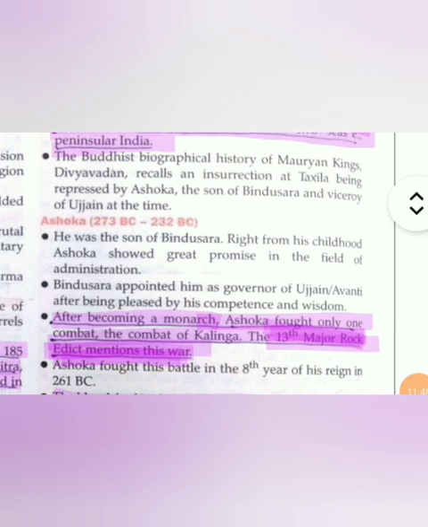Digvijay means to kill someone and then win. Okay, Digvijay can also mean to participate in war and other violent activities. And he adopted the policy of Dhamma Vijay. Okay, so he adopted the policy of Dhamma, which means non-violence.